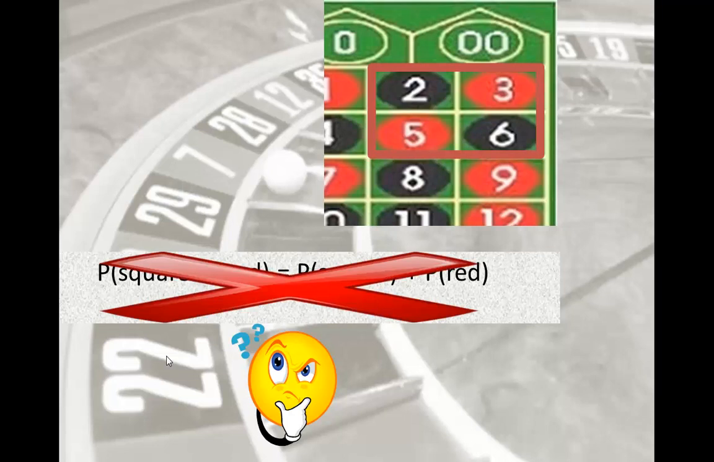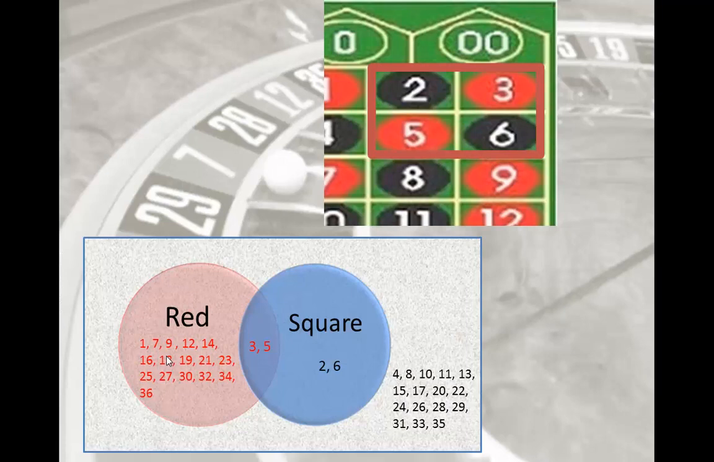No, it is not right. The pink circle contains every outcome that is red. The blue circle contains every outcome that is in the square bet, and the outcomes that are neither are outside both circles. The numbers 3 and 5 are in the square bet and are red. So, if we add the probabilities, we are adding these numbers in twice.